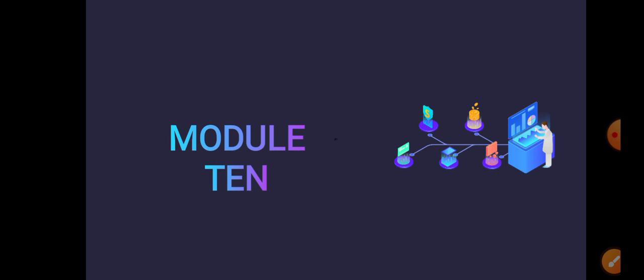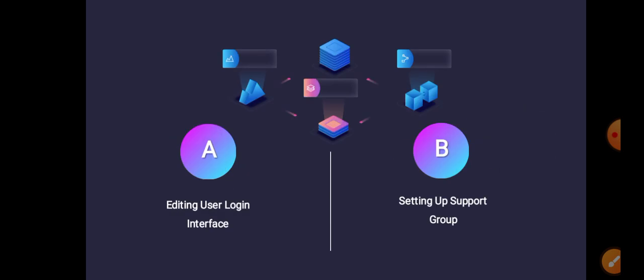Then in module 10, we are going to be looking at two things. We are going to edit our user login interface. Now, this is an interface where your learners are directed to after they make payment, and then they access their login details in their email. So once they tap on that login details, it takes them to this interface, and then we want to actually structure it in such a way that it is learner friendly. Then we are also going to be setting up support groups so that your learners can actually learn from other learners and also interface with their instructors.